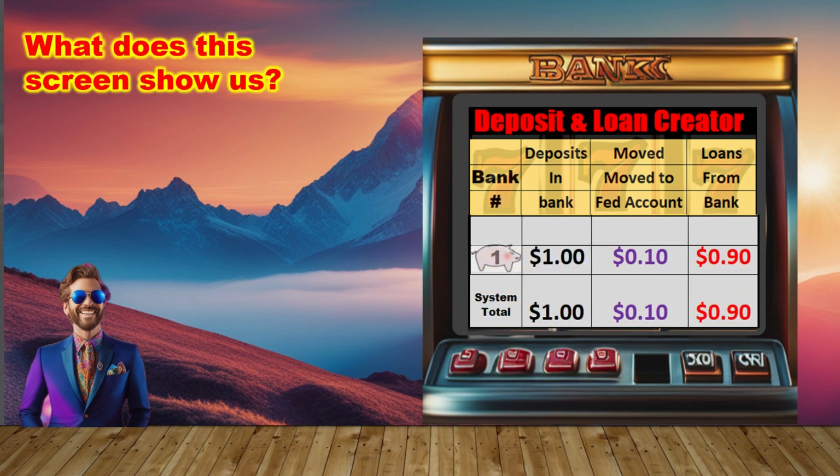What does this screen show us? Let's walk through the deposit creation again, but with just $1. $1 is deposited in bank number 1. Bank number 1 puts at least 10 cents into its account at the Federal Reserve to meet its reserve or bank capital requirement. Bank number 1 can legally make a loan for 90 cents.